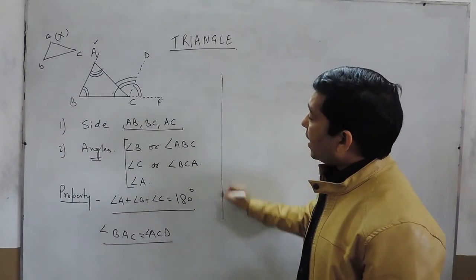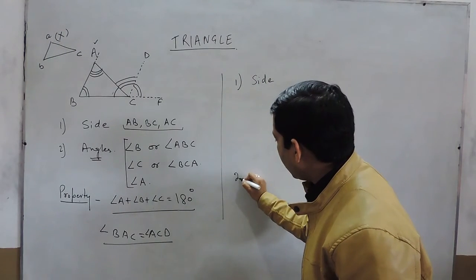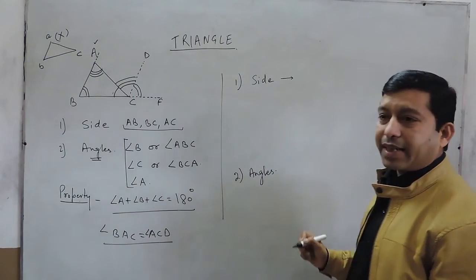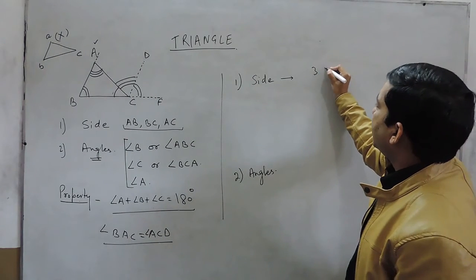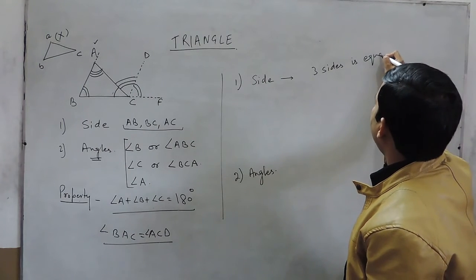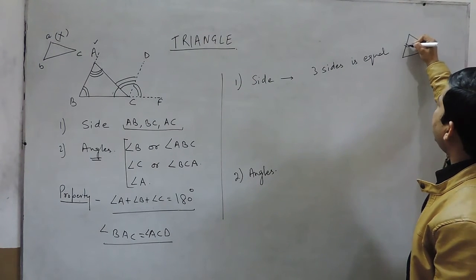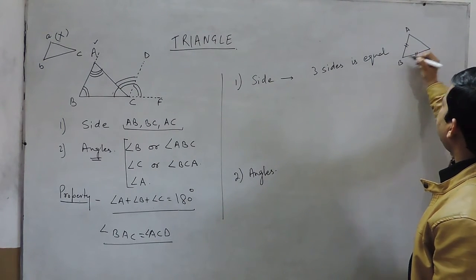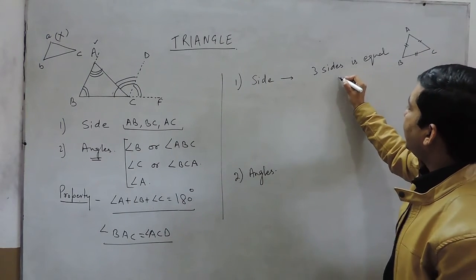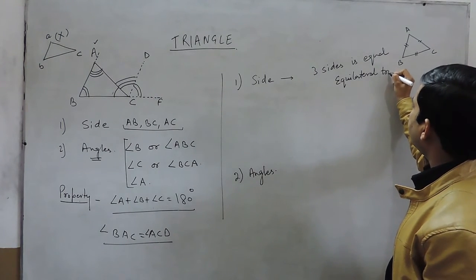Now, triangles can be classified on 2 bases: one is on the basis of sides and another on the basis of angles. When I talk about the basis of sides, there is a possibility that the lengths of all 3 sides are equal. When the lengths of all 3 sides are equal, that means the length of side AB, the length of side BC and the length of side AC are all equal. This is known as an equilateral triangle.